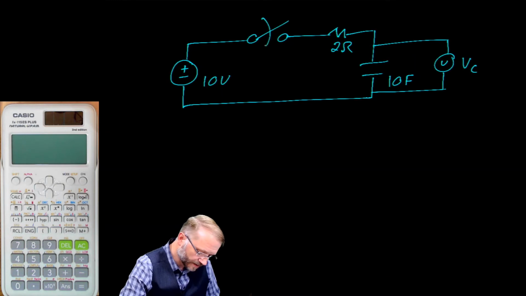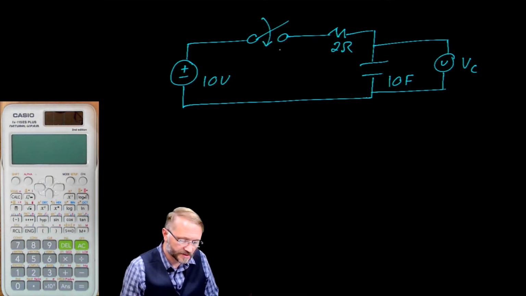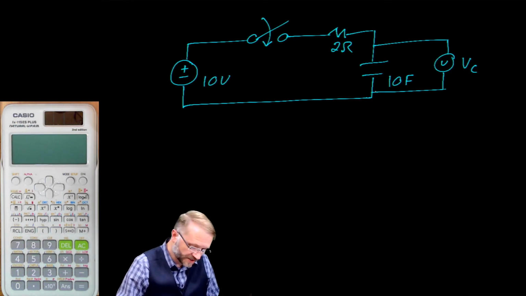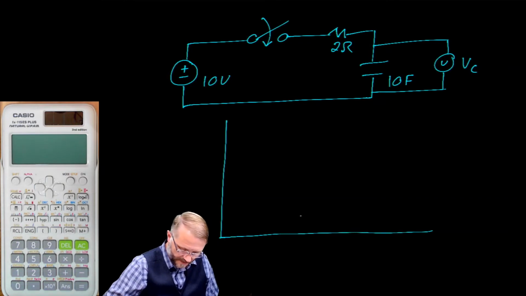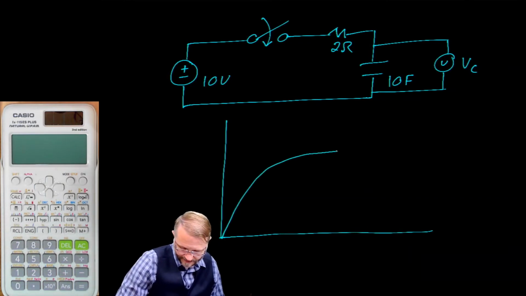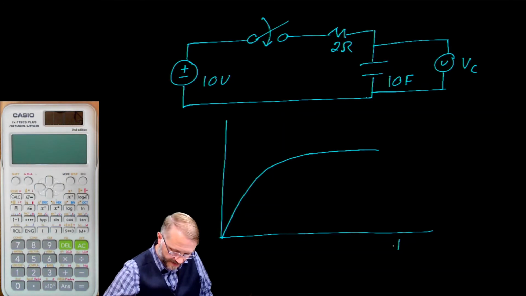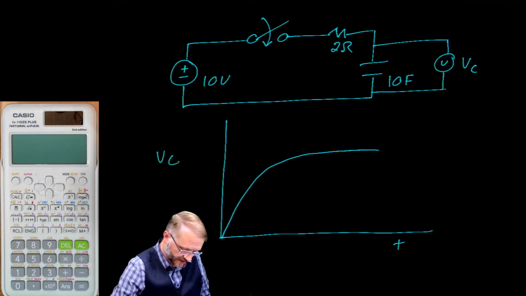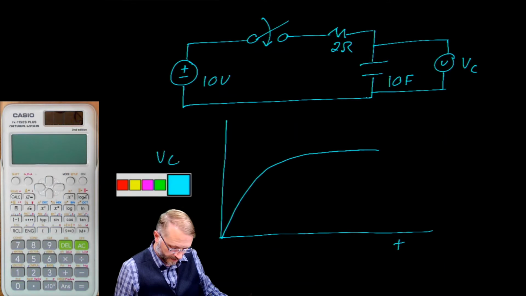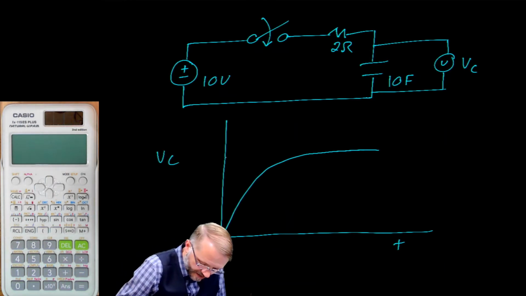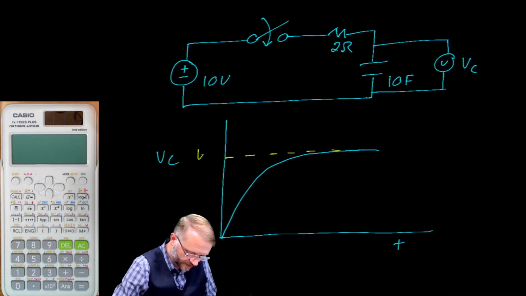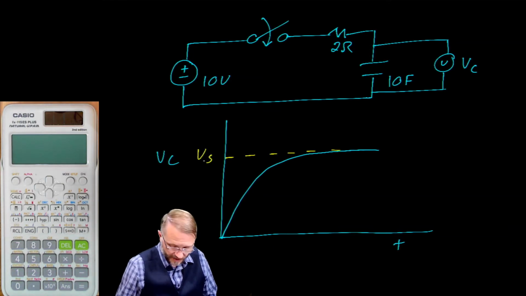At time 0, we will close the switch. And what you'll see is that the capacitor will begin to charge. It will charge until it is full, at which point it will be equal to 10 volts. As a function of time, it looks like this. Again, this is time, and this is voltage on the capacitor.